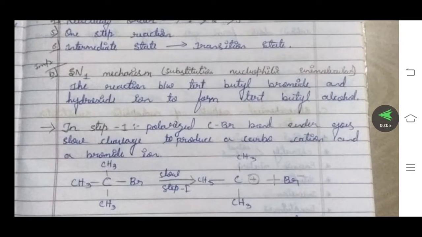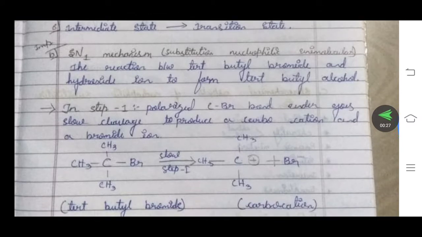Hi students, so I'll continue the SN1 mechanism: substitution nucleophilic unimolecular. The reaction between tertiary butyl bromide and hydroxide ion to form tertiary butyl alcohol.